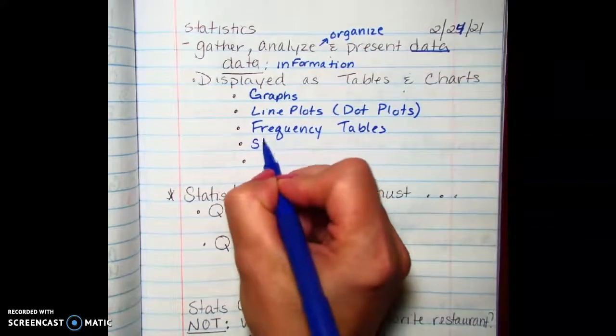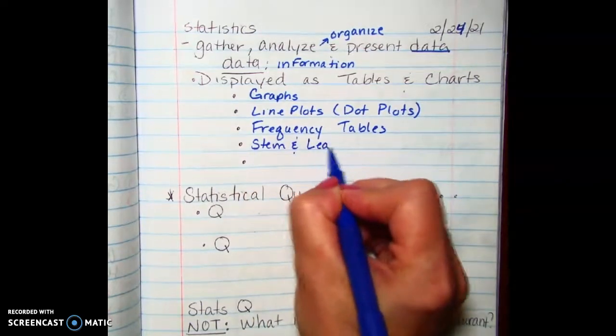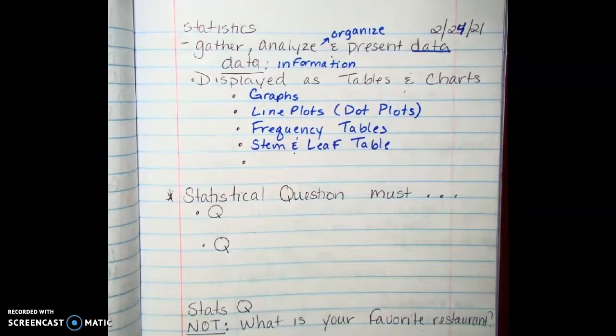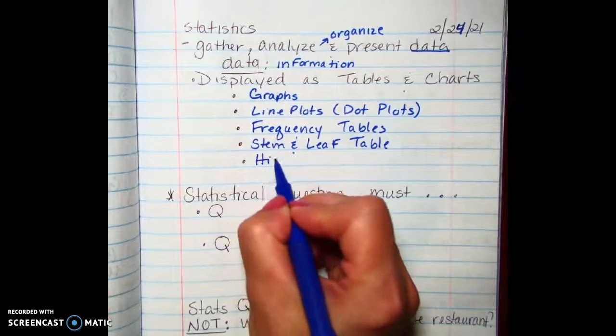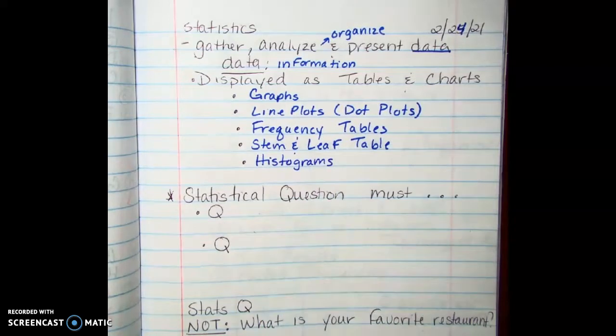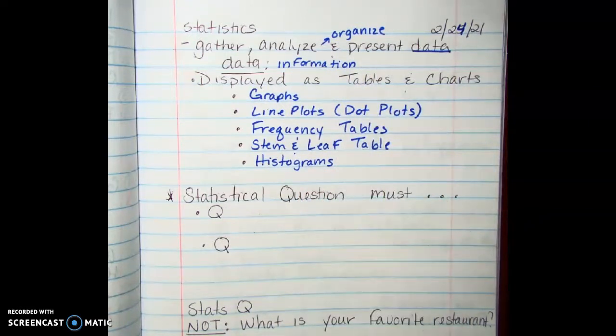Stem and leaf, that's a type of plot, stem and leaf plots. Looks like a table though as well. It's kind of interesting. And then there's also histograms. Are these the only ones we have? Well, no. There are many more ways to display data. Because of the pandemic, we've gotten a lot of data about the disease and how it's been affecting our country. That was a gathering of information that's been analyzed, organized, and presented in the paper.